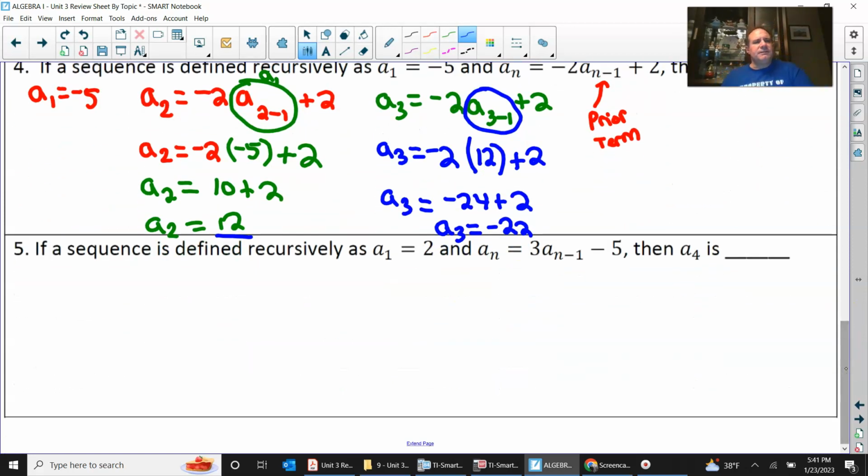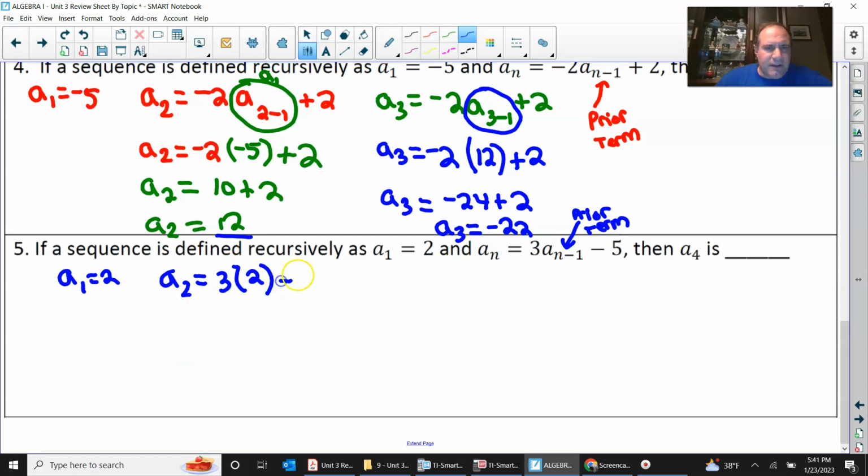All right. If a sequence is defined recursively as a sub 1 equals 2, and a sub n equals 3 times the prior term minus 5, let's go to a sub 2. Okay, so 3 times 2 minus 5. So a sub 2 is 6 minus 5, which is 1.